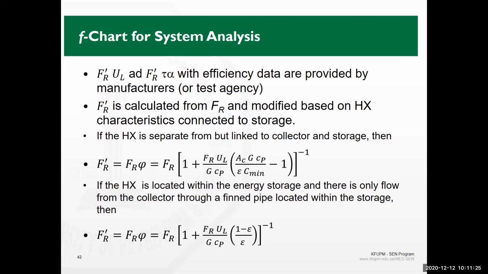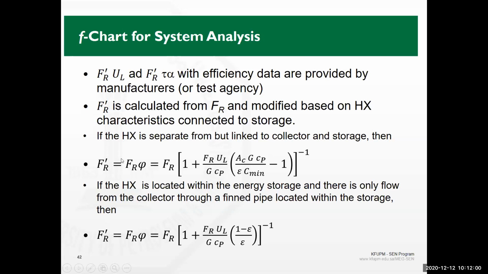Then a modification of FR, which is FR prime, is a modified one based on the heat exchanger characteristics, which is connected to the storage. If we have a heat exchanger separated from the storage, but linked to it through piping, for example, then we use this expression for correction. If the heat exchanger is located within the thermal storage, then we use this kind of correction. So the value of FR prime here depends on how the storage is being connected to your system.